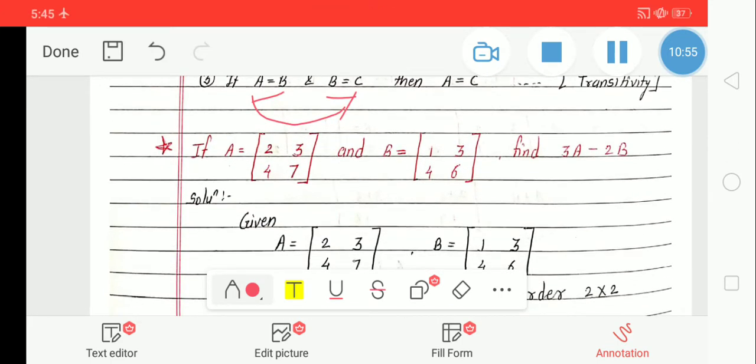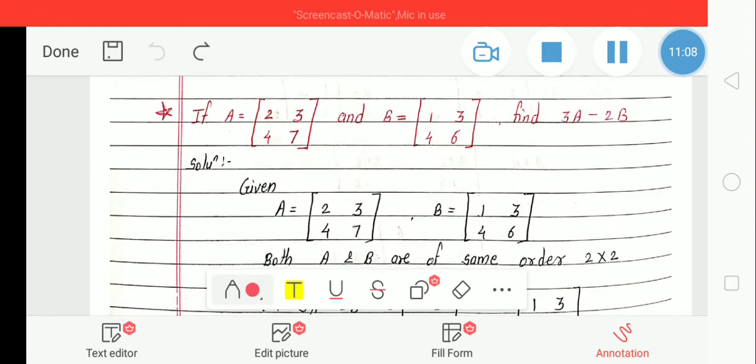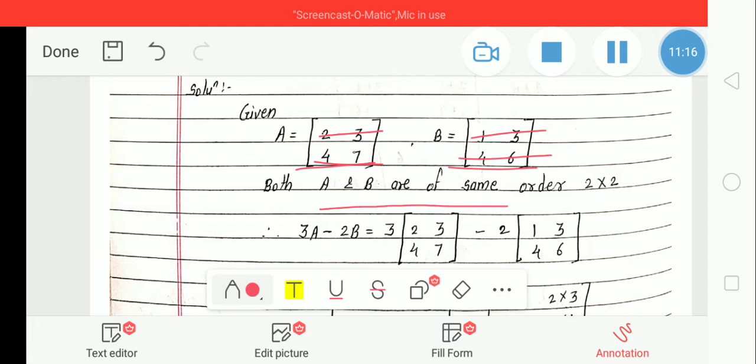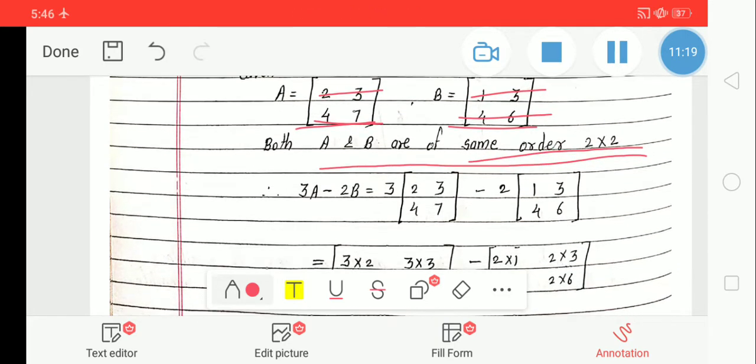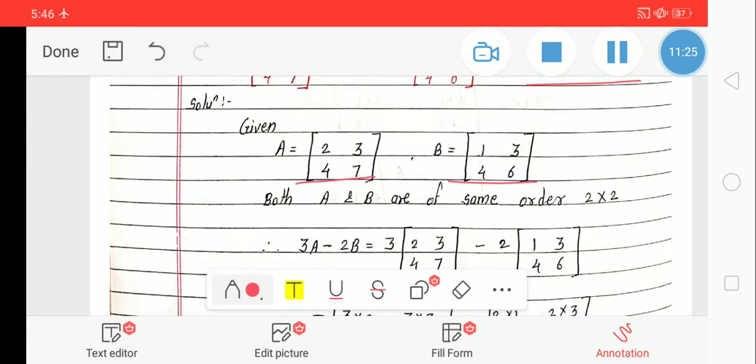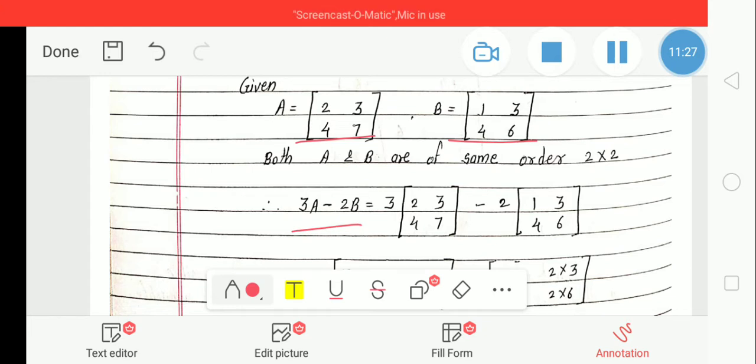Now we are solving some problems. Here given a matrix A and matrix B, both of order 2 cross 2, and we want to find 3A minus 2B. So given the A matrix and B matrix, 2 3 4 7 and 1 3 4 6, both A and B are of order 2 cross 2. So we have to find 3A minus 2B. So we write here 3, and what is the value of A? This 2, and what is the value of B?